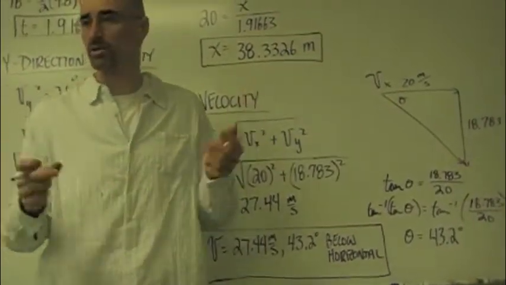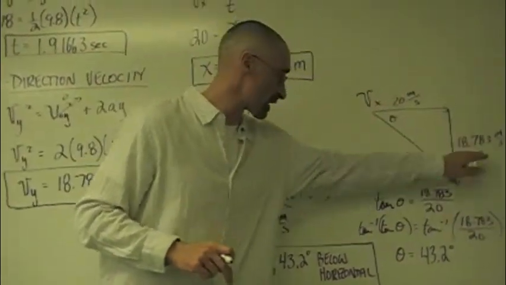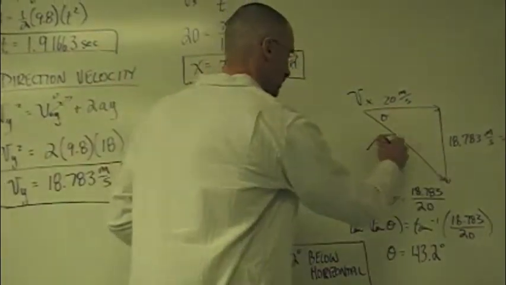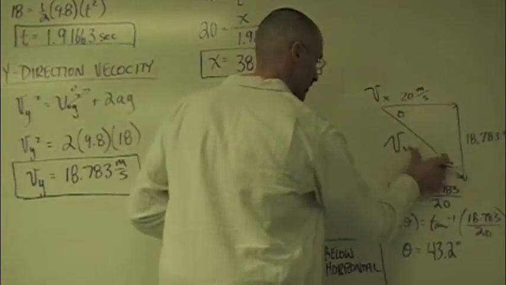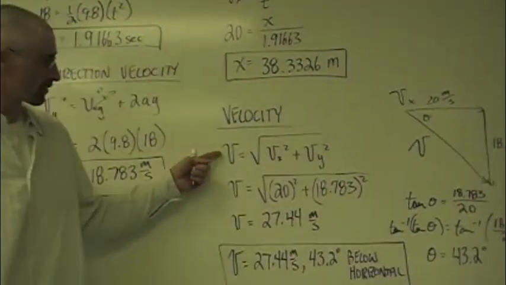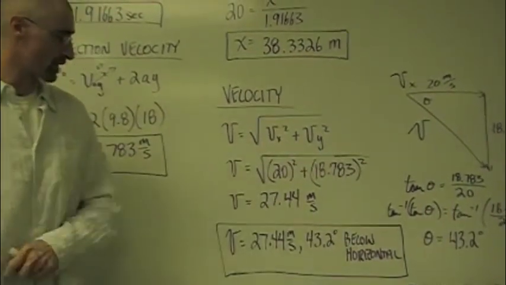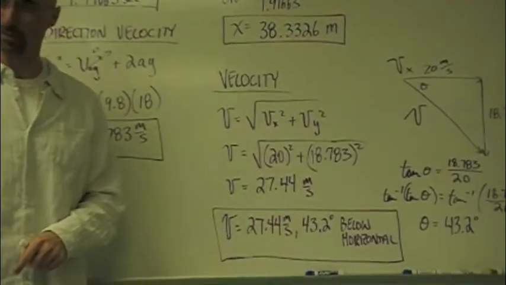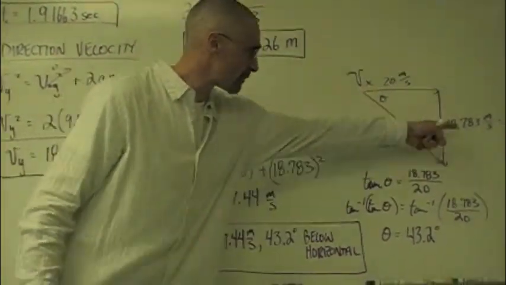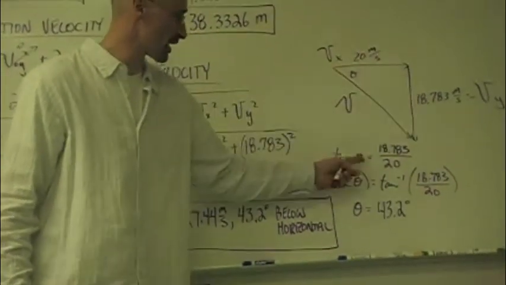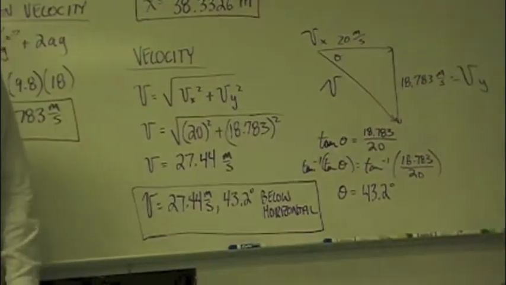And then guys, this becomes a simple trig problem that we've been doing all year. That squared plus that squared is going to be equal to V squared. So we set it, I'm sorry, not Vy, just V. And so we solve for V. Vx squared plus Vy squared comes out to be 27.44 meters per second. And then we use some right triangle trig. We have opposite and adjacent, so we go with tangent. We take the inverse tangent, we come up with 43.2 degrees.